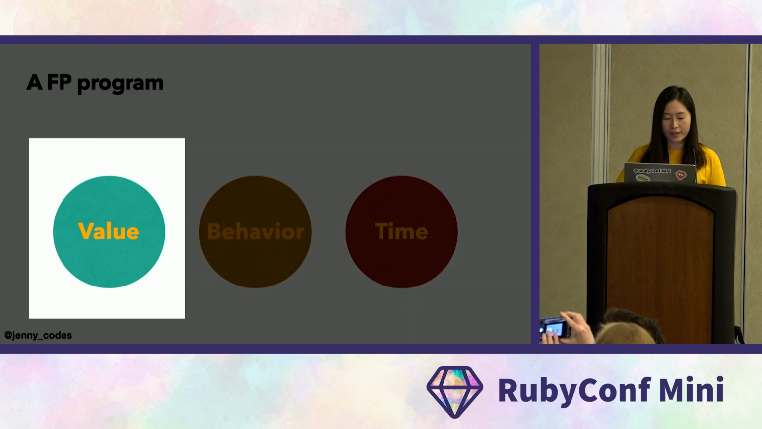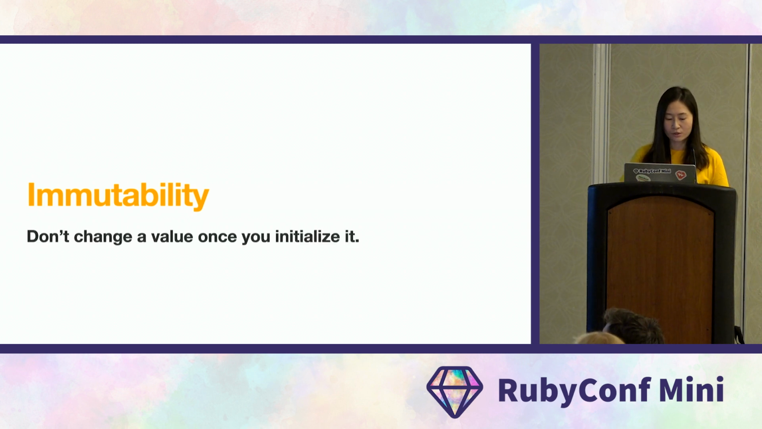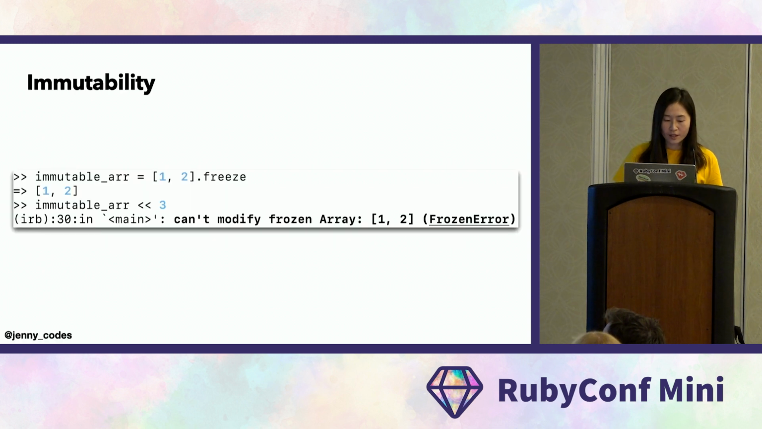So first of all, the value. To talk about value in functional programming, we need to talk about immutability. The concept of immutability is this. You don't change a value once you initialize it. And for Ruby, it would be like you freeze an object, like you freeze this array.